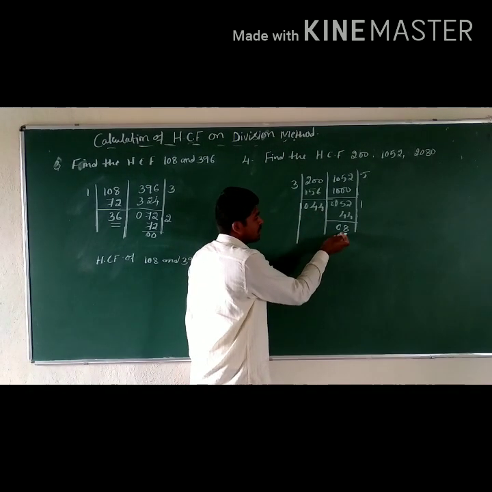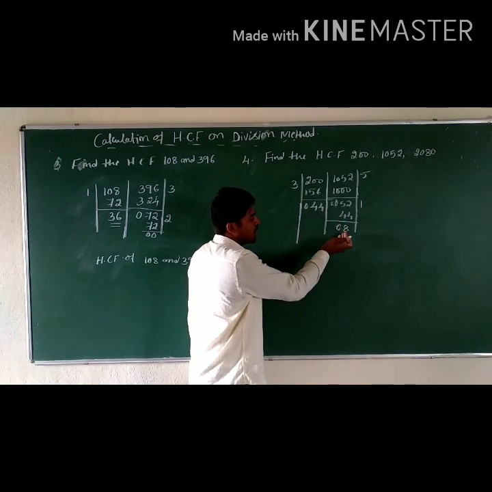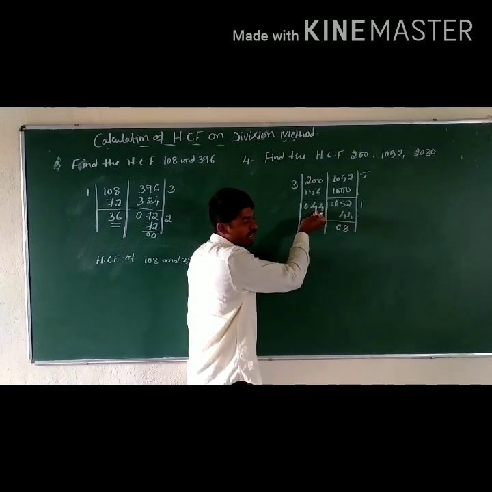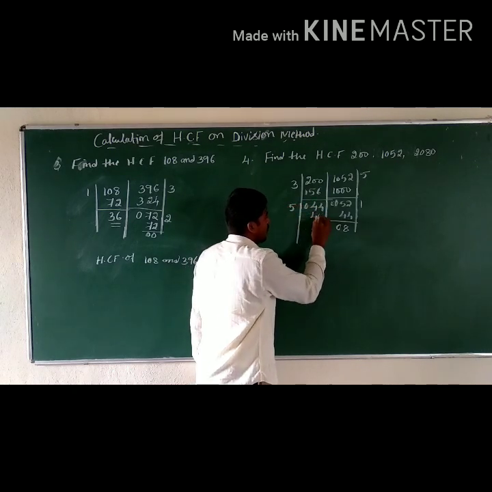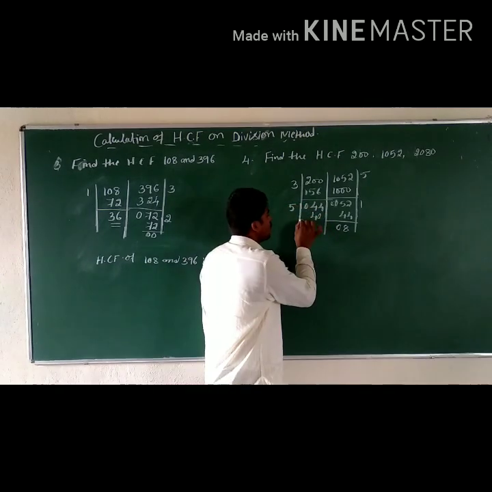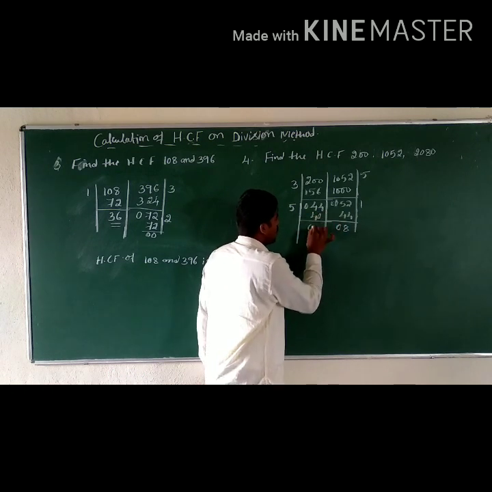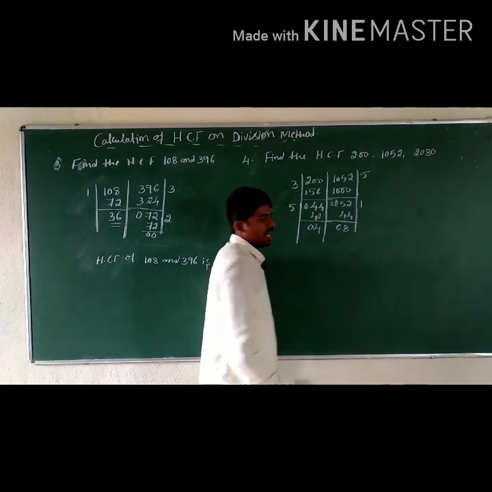Now, this is the lowest value, this is the highest value. With the help of this lowest value, we are going to divide 44. 8 fives are 40. Now 44 minus 40, what we get is 4, the balance figure.